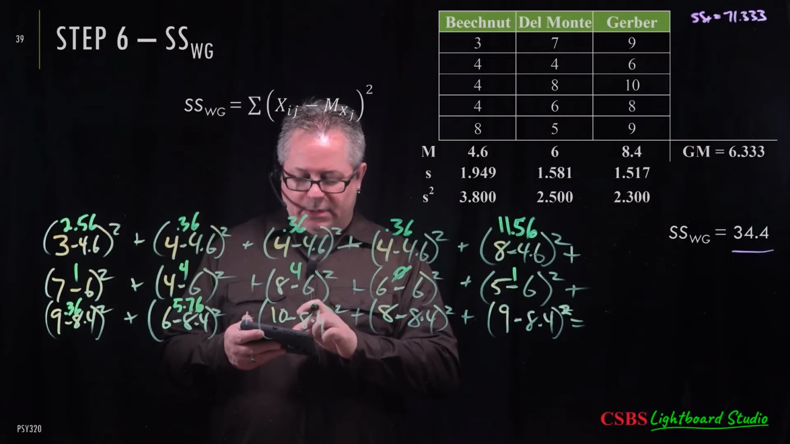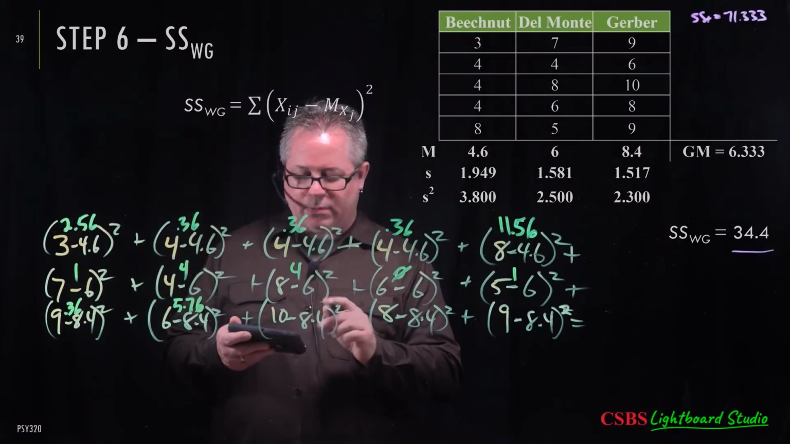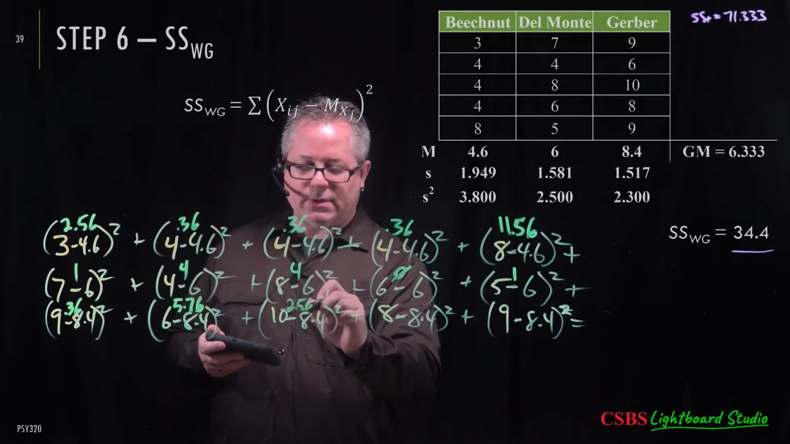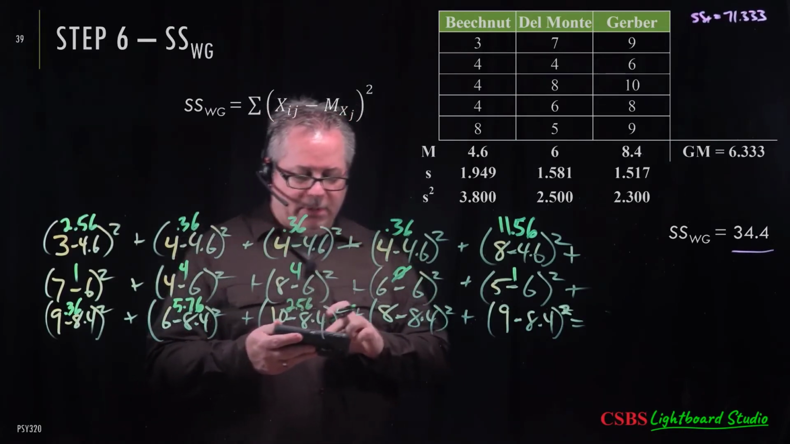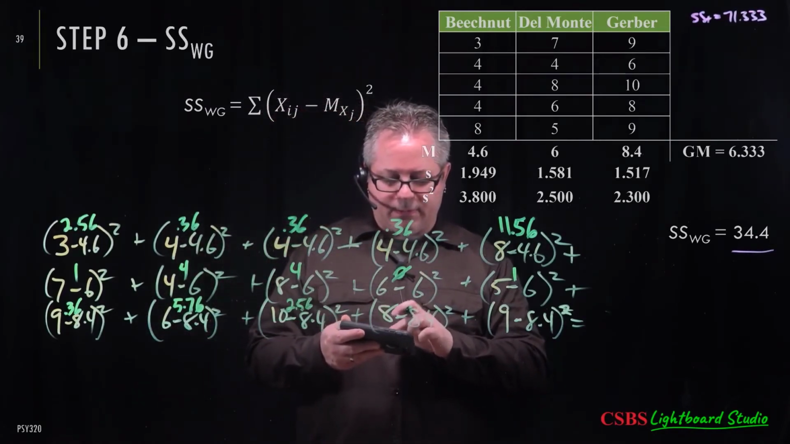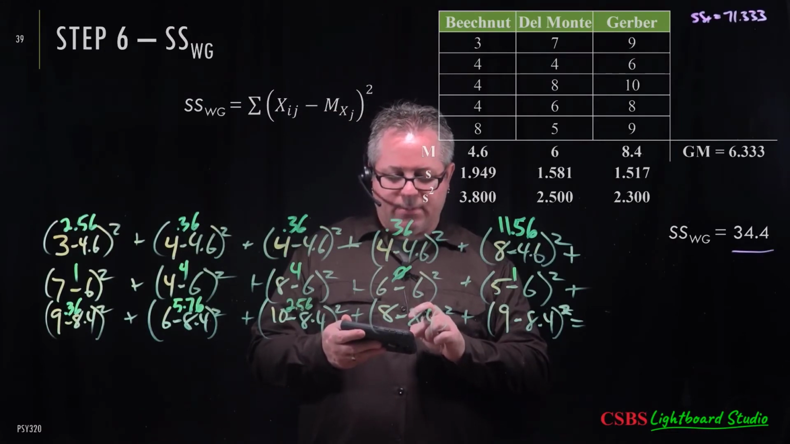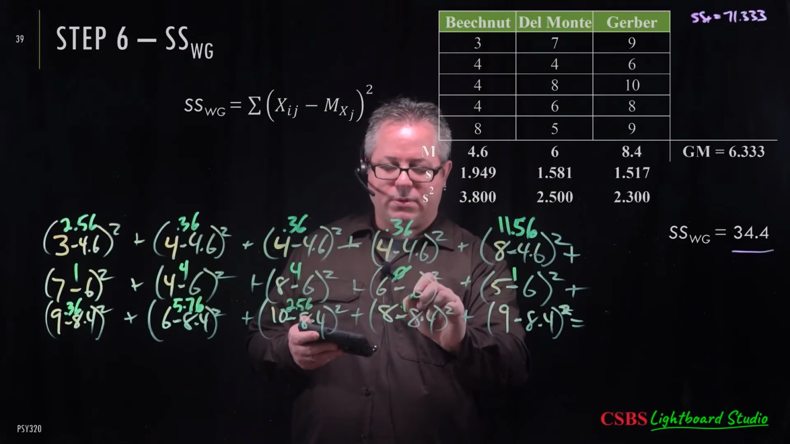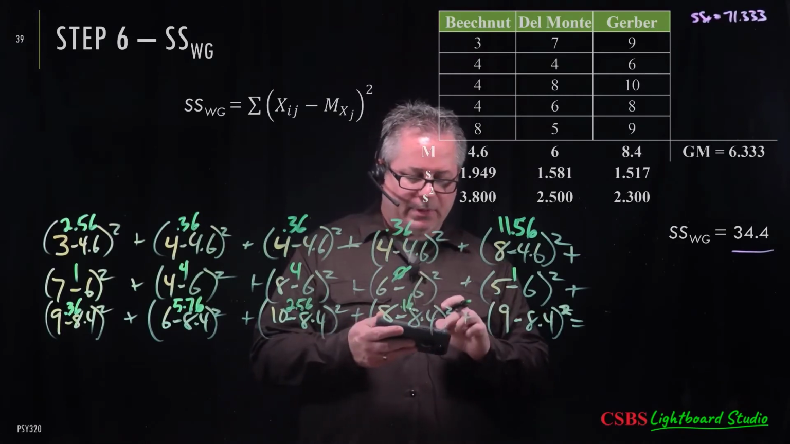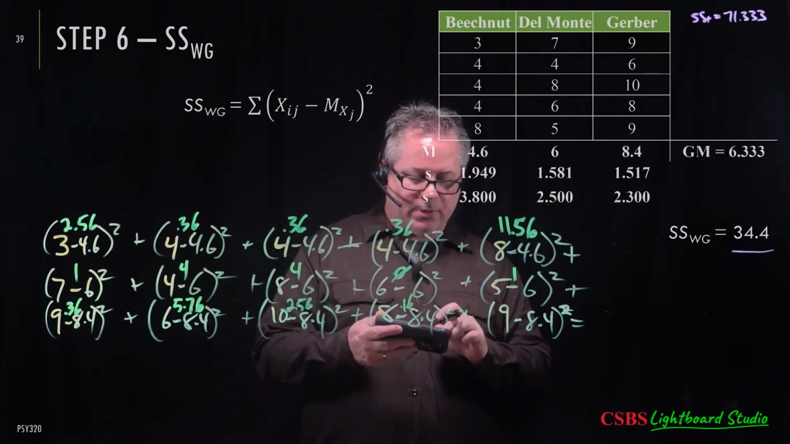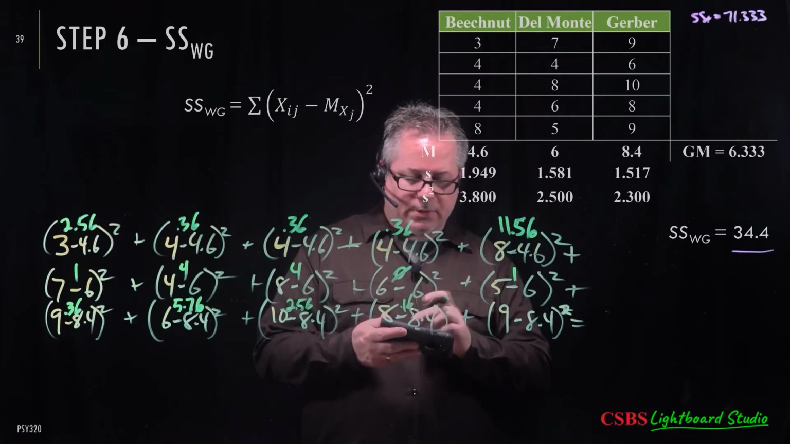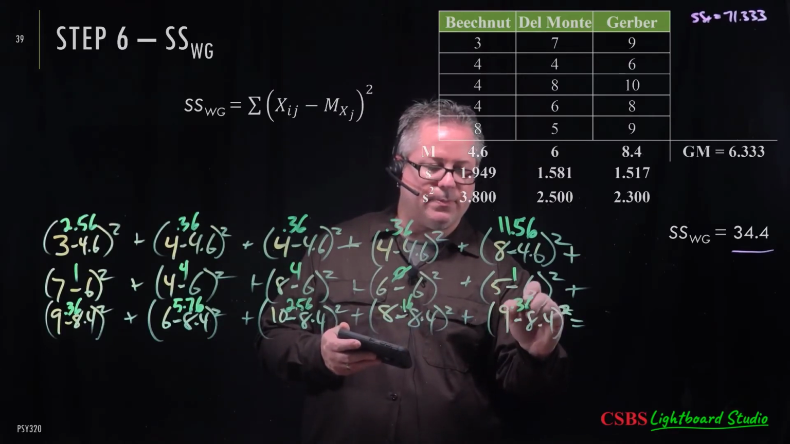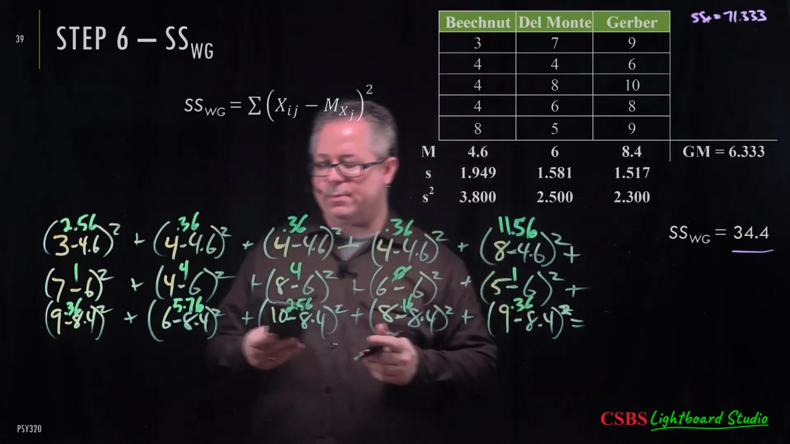10 minus 8.4 equals 1.6. 1.6 squared is 2.56. 8 minus 8.4 equals negative 0.4. Squared is 0.16. 9 minus 8.4 equals 0.6. Squared is 0.36. Okay. Let's add them all up.